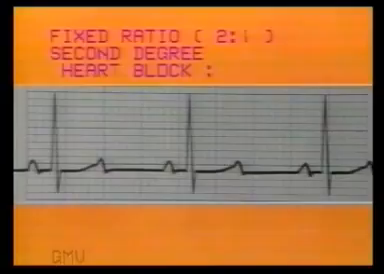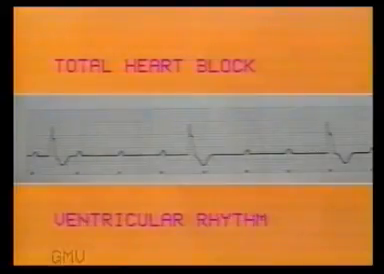Fixed ratio AV block. The third type of AV block has already been studied by us with supraventricular tachycardias. Here the ventricles respond to every second, third or fourth impulse, giving 2 to 1, 3 to 1 or 4 to 1 AV block. This ECG shows a QRS complex following every second P wave. This is 2 to 1 AV block. This is a fixed ratio AV block. The PR interval is normal and constant.